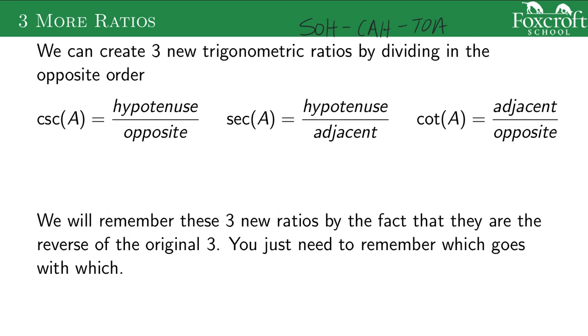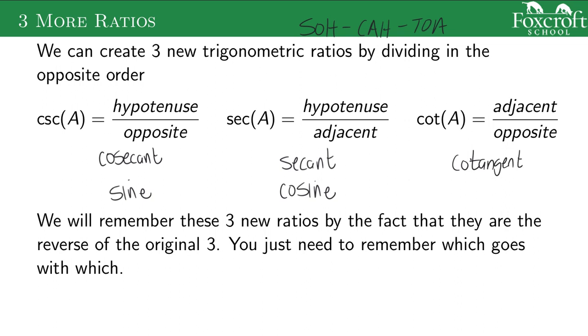All right, so cosecant is h over o, but sine is o over h. So cosecant and sine are kind of pairs. Secant is h over a, which is the opposite of cosine, which is a over h. And cotangent is the opposite of tangent. It's a over o instead of o over a. All right, so if we remember the pairs that go together, you're basically just remembering SOHCAHTOA and their pairs rather than remembering 6 different things.